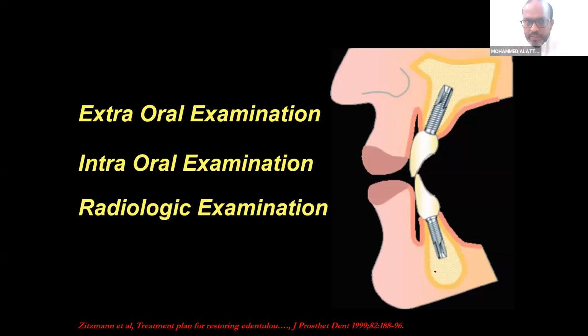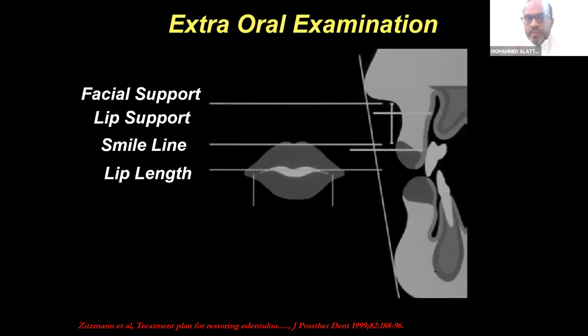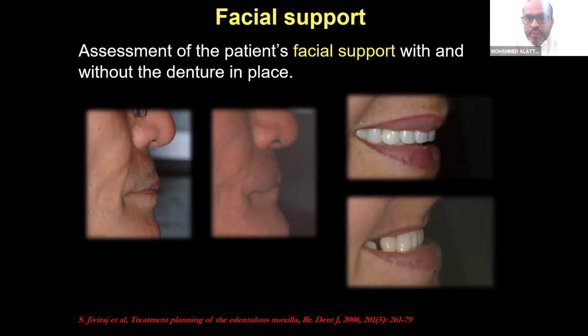For the extraoral examination, we have to examine all of these points: the facial support, lip support, smile line, and lip length. What about the facial support? The patient's existing denture gives you a good idea about what the patient likes and dislikes. And you can examine the phonetics, function, and a lot of things from the patient with and without dentures. If you look here, with and without denture, there is no huge difference. But for this one, when you check the patient with a denture and without denture, you can see that there is a huge difference.